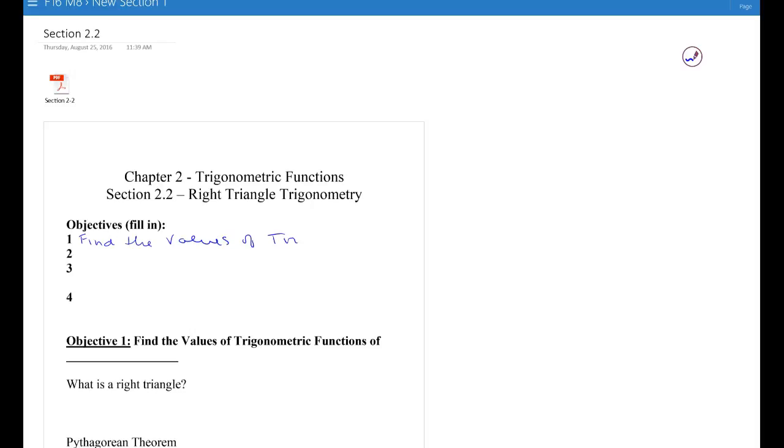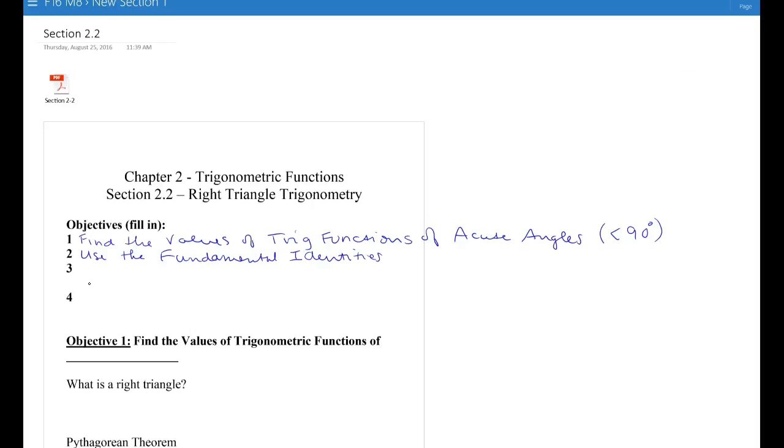of trigonometric functions. I'm going to write trig for short. Trig functions of acute angles, which are less than 90 degrees in size. The second objective is going to be to use the fundamental identities. So we'll learn about and then practice using the fundamental identities.